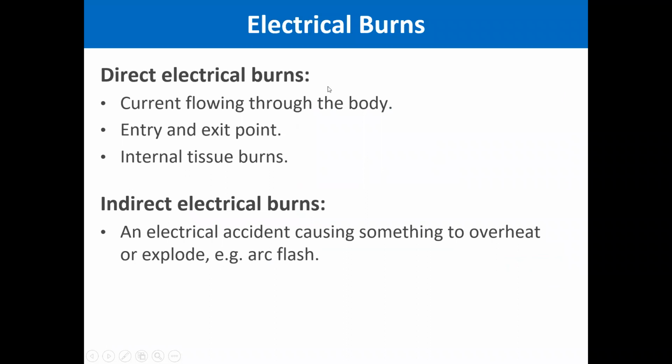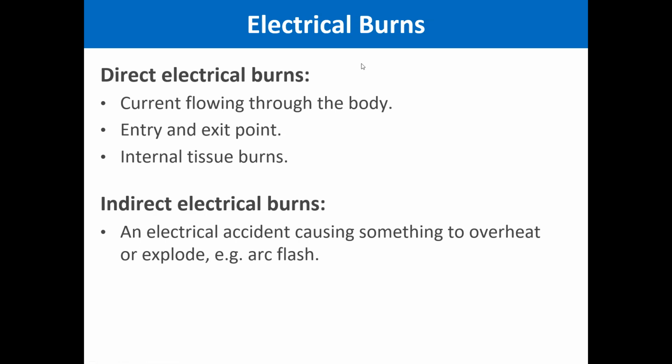Okay, electrical burns. There are direct electrical burns, and then there are indirect electrical burns. Direct electrical burns are caused by current flowing through your body, and the burns will happen at the entry and exit points, and there will be internal tissue burns. Indirect electrical burns happen when an electrical accident causes something to overheat or explode, for example, an arc or a flash.